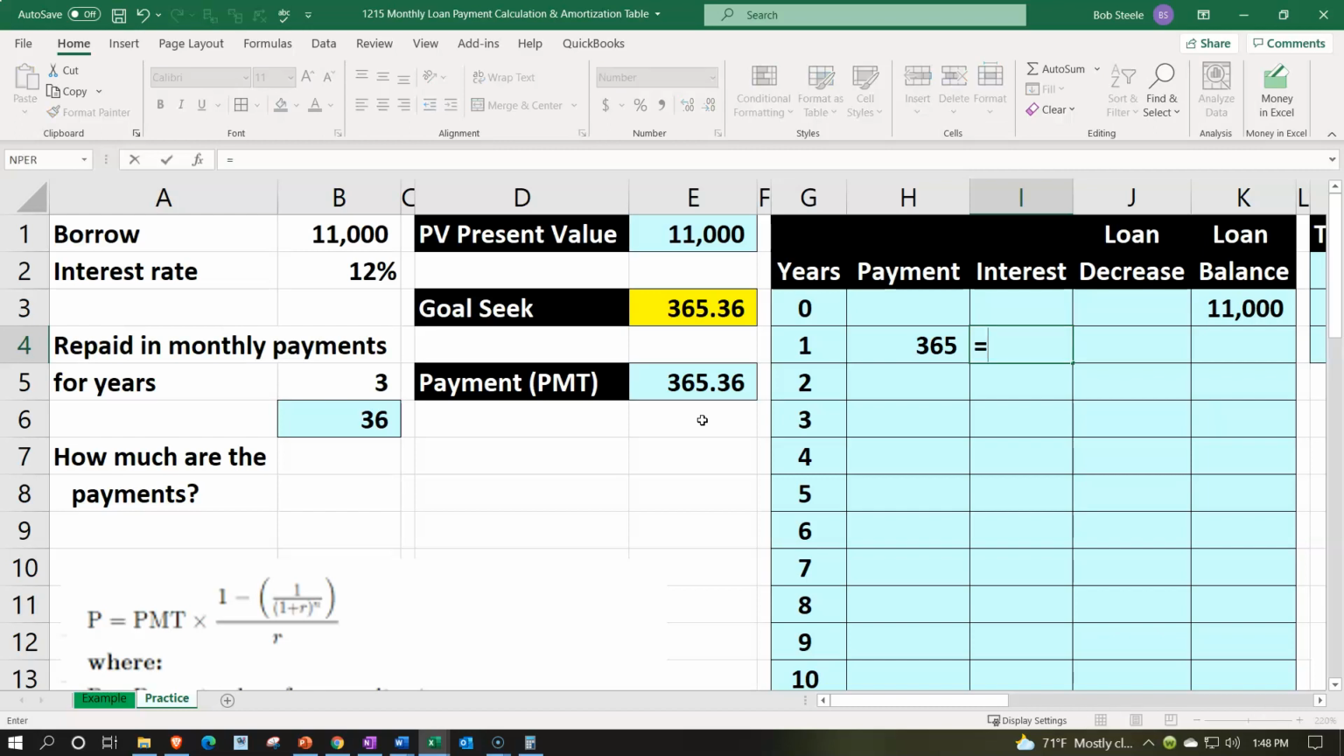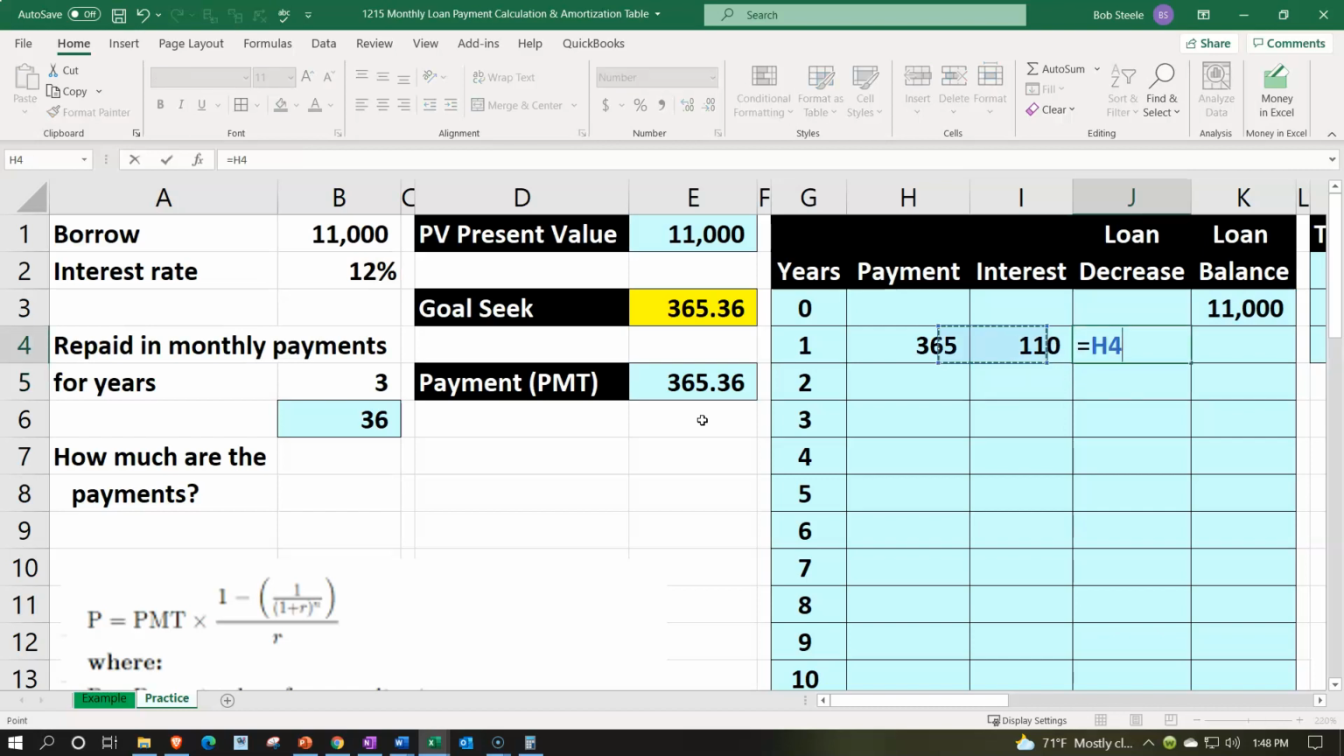This is going to be equal to the 11,000 on the interest times the 12%. That 12% is outside the table again. Don't want it to move down when I copy down. So I'm going to select F4 on the keyboard, $ before the B and 2. Then I'm going to divide by 12, which is a hard-coded number. It will copy down as we go, as we want it to. So we're good to move.